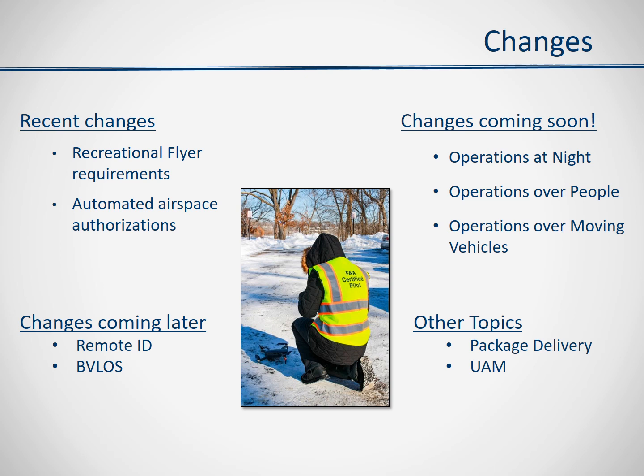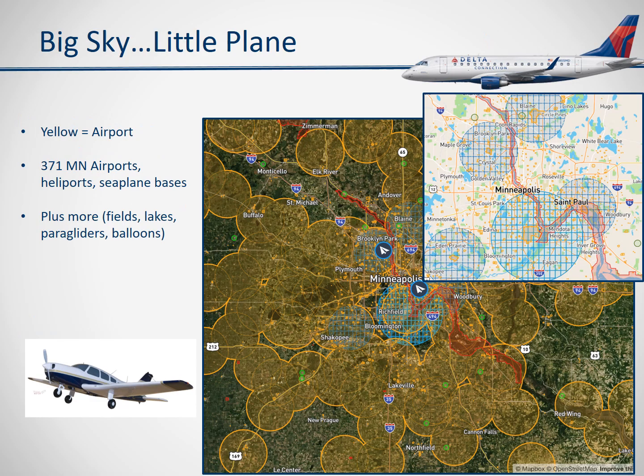So that's essentially a license plate in the sky. Also beyond visual line of sight changes coming in the later future. And then lots of other emerging topics such as package delivery and unmanned aerial vehicles and how that flows into here. So it is a bit of work to keep up on the federal rules and requirements, and it's important that you keep up on them because they are the rules.